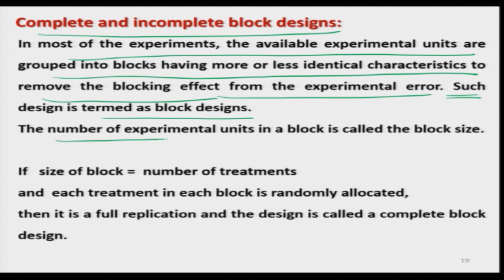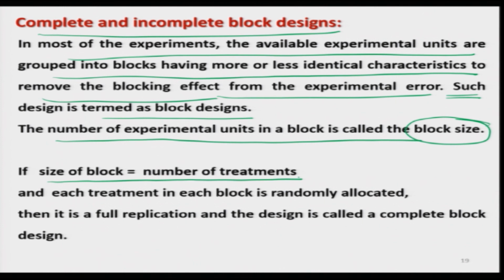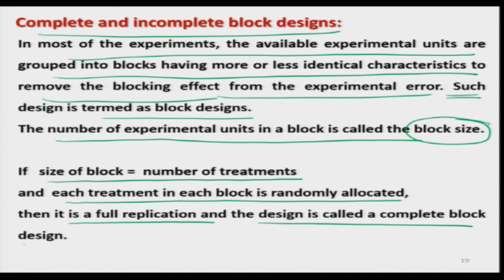The number of experimental units in a block is called the block size, that is, how many units are inside the block. For example, in the case of medicine you have created 2 blocks, say there are 5 young children in block 1 and 20 elder people in block 2. So the block size is 5 and 20 respectively. Now, in case the size of the block is the same as the number of treatments and each treatment in each block is randomly allocated, then it is called full replication and the design is called a complete block design. That means every treatment is given to a unit inside the block.